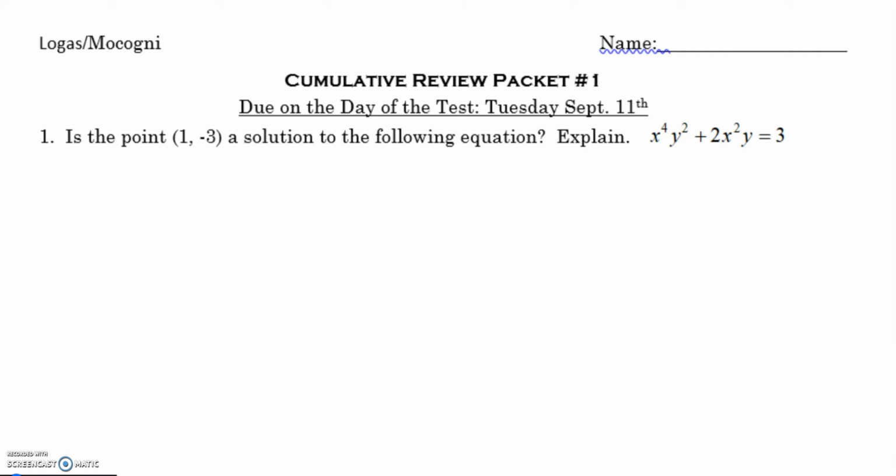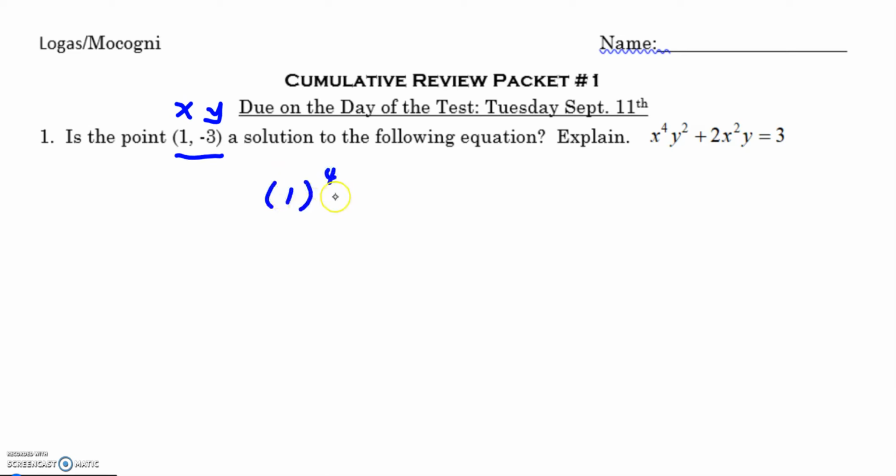So if we look at number 1, we're asking, is the point (1, -3) a solution to the following equation? And when a point is a solution, that means that it makes this equation true. So to see if it's true, we could plug 1 in every time we see an x, plug -3 in every time we see a y, and see if both sides equal 3. That's exactly what I'm going to do.